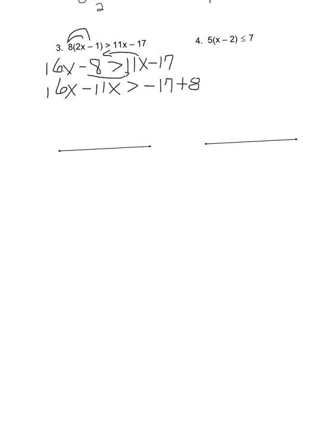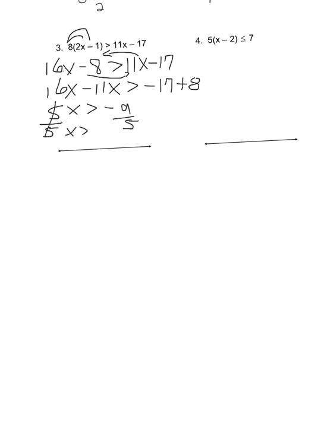Okay. 16x minus 11x is? 5x is greater than, you guys said, right? Negative 17 plus 8 is? Negative 9. Divide by 5, right? No bells and whistles. Why? It's not a negative. I'm not dividing by a negative, so no bells and whistles. Your denominator has to be a negative. Correct. Yes, you have to be dividing by a negative, so the denominator would have to be a negative for you to flip it. Okay, x is greater than.